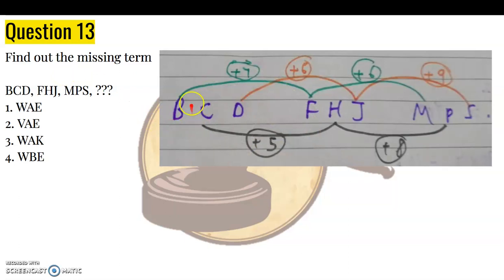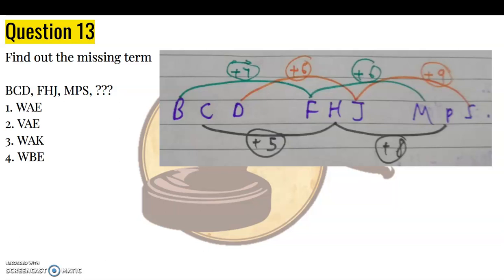So if we add 4 to B, we get F. So 2 plus 4 is 6, and then we add 7. I have written 6 by mistake, it should be 7, corrected. So 6 plus 7 is 13, which is letter M. Similarly we see that the letter C, added 5, becomes H, and then added 8 becomes P. And then here D plus 6 becomes J, and 10 plus 9 is 19, so the 19th letter is S. In case you are weak with remembering the positions of the alphabets, do check out part 1 of coding decoding, that will help you loads.